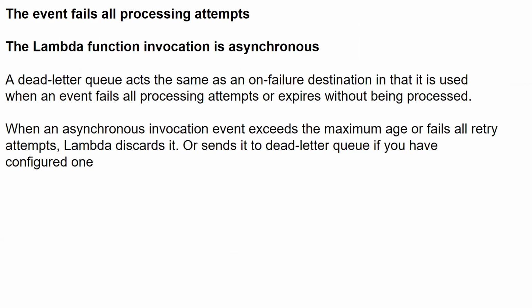Okay, so the two are: the event fails all processing attempts, and the Lambda function invocation is asynchronous. When an asynchronous invocation event exceeds the maximum age or fails all retry attempts, Lambda discards it or sends it to a dead letter queue if you have configured one. So sometimes an asynchronous invocation can fail, and then you can set a dead letter queue.